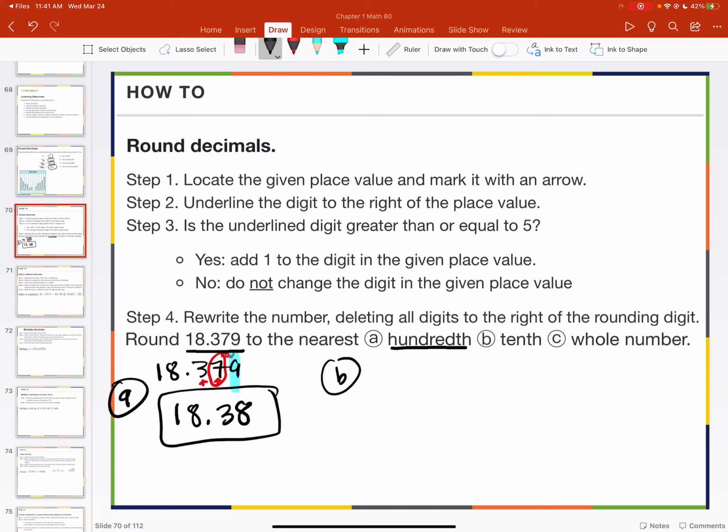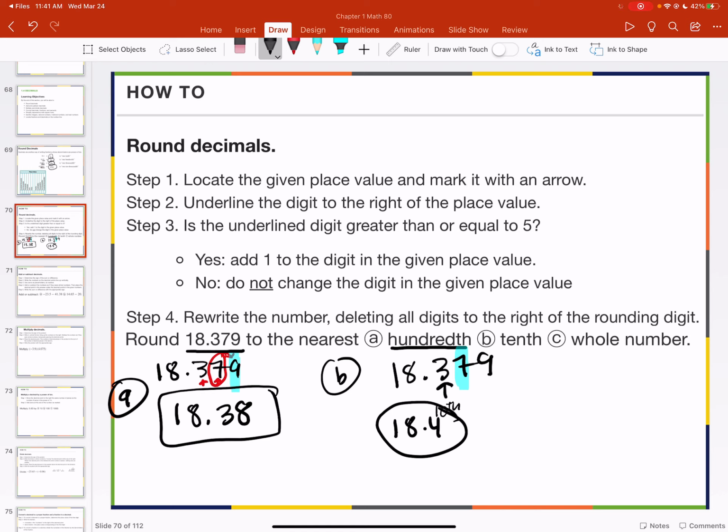Now the nearest tenths, 18.379, so starting over, this is the tenths place. Okay, so we look at the number immediately to the right only. This is greater than 5, so we round up, 18.4. Okay, that's to the tenths.